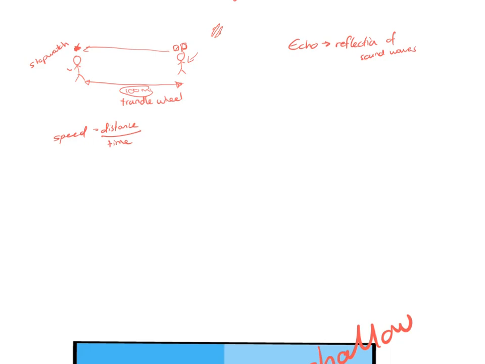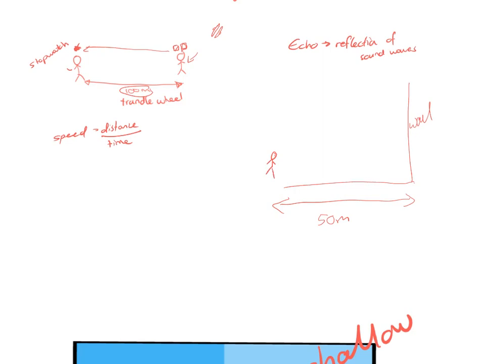Again, in this case, you can have one person standing a fixed distance from a wall. So that will be, I don't know, about, say, 50 meters. Use a trundle wheel to measure it again, or a tape measure. Then you have a person standing here.